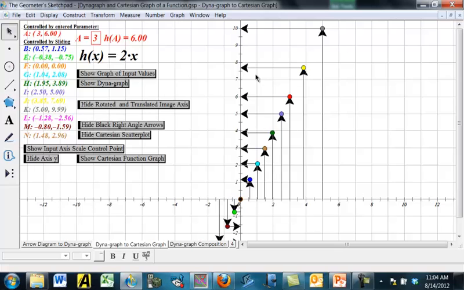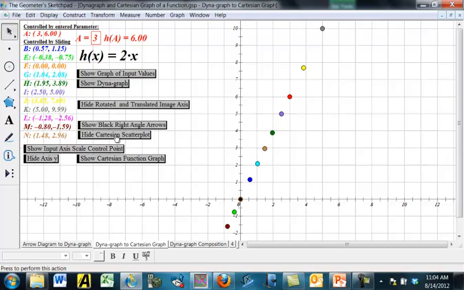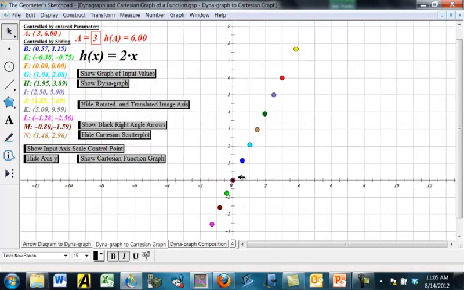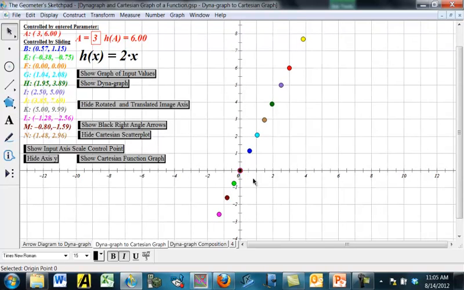Often we use X for input and Y for output. There's nothing sacred about that. That's just a generic letter that's often been used. And so this is the Cartesian plot of this particular graph. So this is the graph of this particular relation. When we normally think of graphing, we normally think of a Cartesian graph.